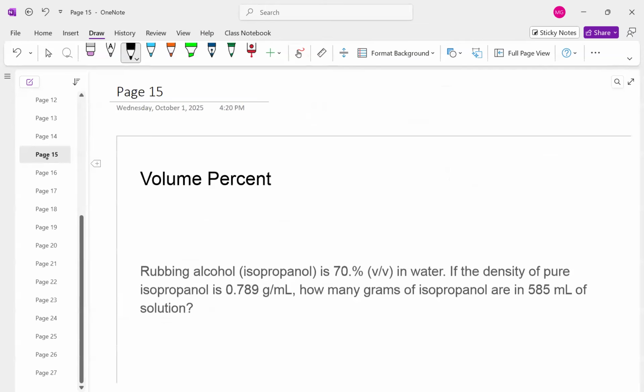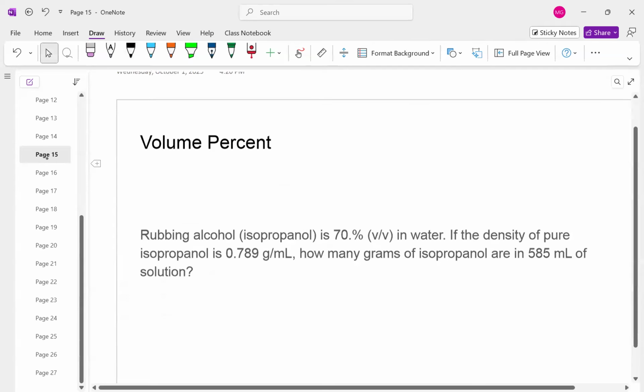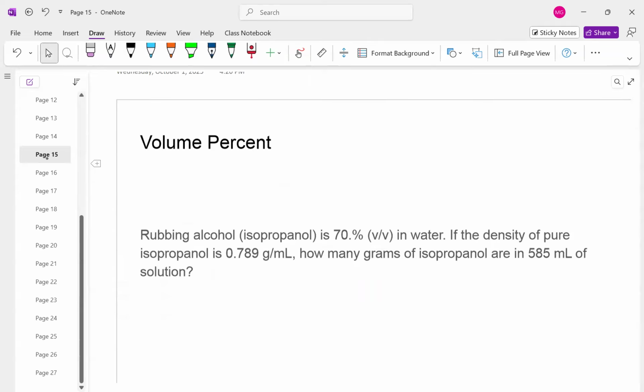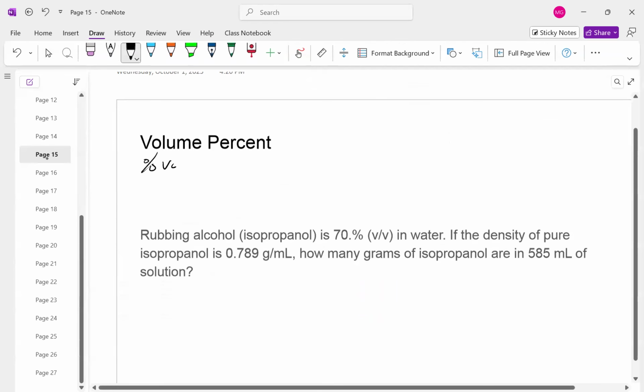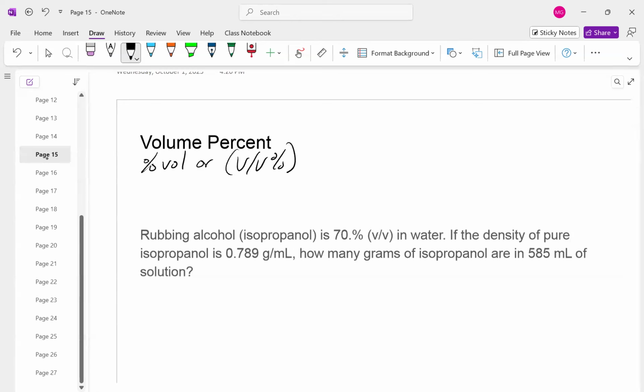Now, related to this is volume percent. If you know what mass percent is, everything is in mass of solute over mass of solution. Volume percent, or what we say percent volume, or you might see it like this, is not as commonly used, but I still want you to know it. You might see it pop up every now and then. But the formula is very similar. It's just that everything is in terms of volume. So I have volume of solute over volume of solution times 100%.